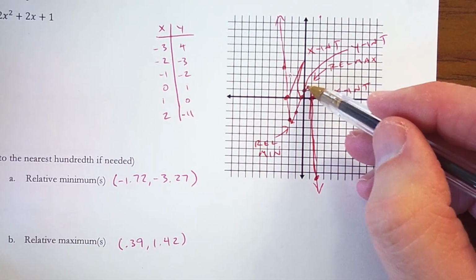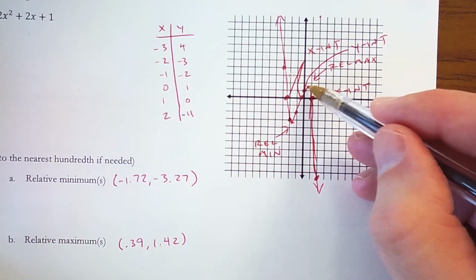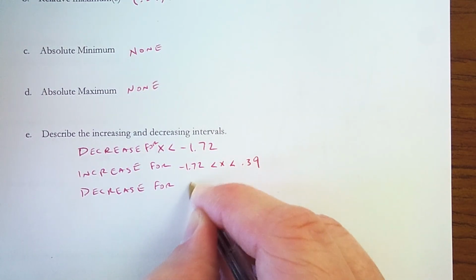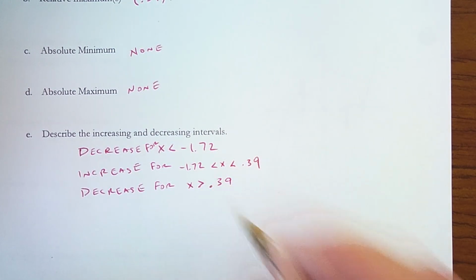Then it begins to decrease again, and it does that forever from the right of 0.39. So it's decreasing for all x's that are right of or greater than 0.39.